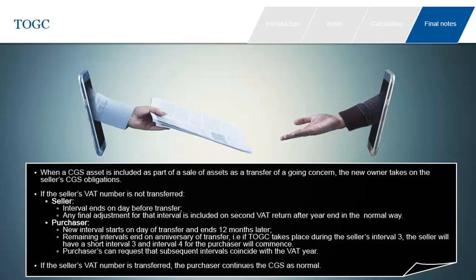For the seller, the current scheme interval will end, and an adjustment for a probably short interval needs to be done. For the purchaser, the next interval of the CGS starts on the day of the transfer and will end in 12 months' time, unless the purchaser obtains HMRC's agreement that intervals can be aligned with his normal VAT year end. If the seller's VAT number is transferred, then the scheme will continue as normal under the registration's new owner.